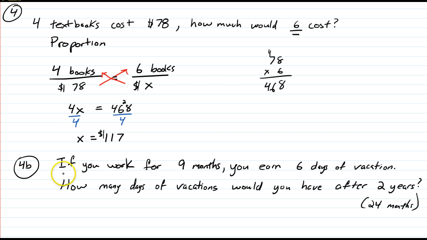For your 4b, if you work for 9 months, you earn 6 days of vacation. How many days of vacation would you have after 2 years? And 2 years is 24 months. So the proportion you're going to set up is if you work for 9 months, you get 6 days of vacation. And then I'll let you set up the other side. Good luck.